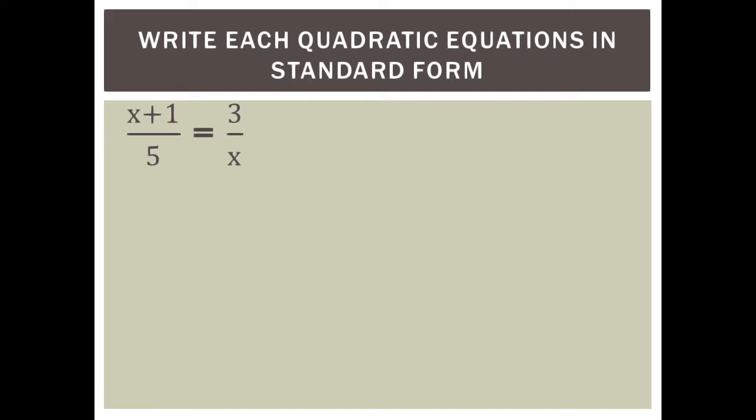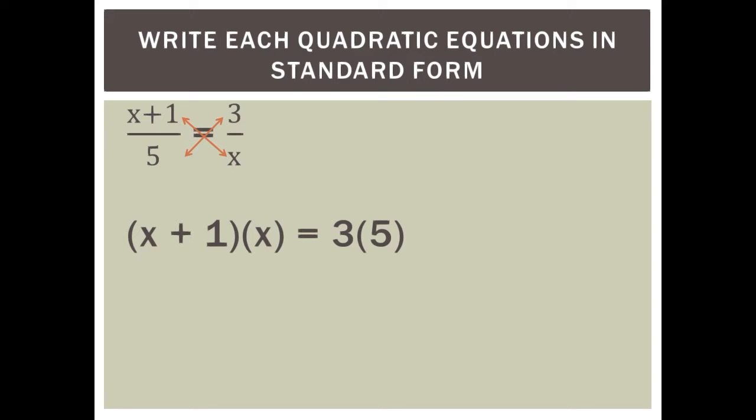For our first example, we have (x plus 1) over 5 is equal to 3 over x. As you can see, there's only one fraction on the left side and one fraction on the right side. So we can do cross multiplication here. So (x plus 1) times x is equal to 3 times 5.